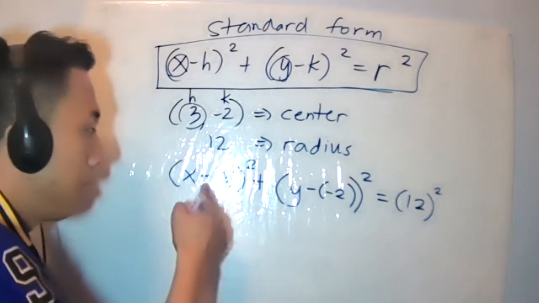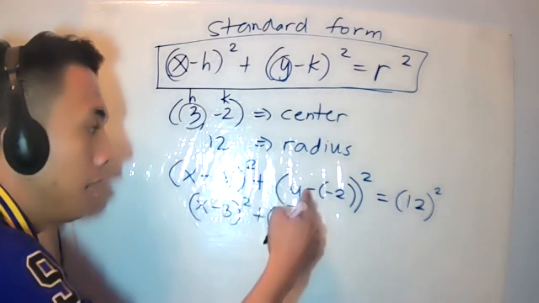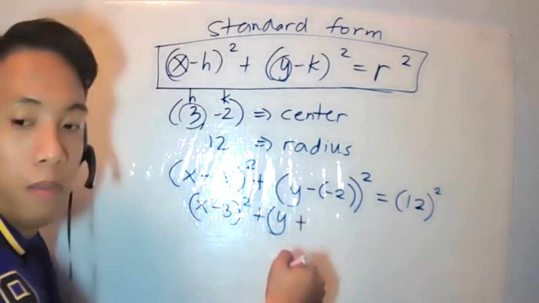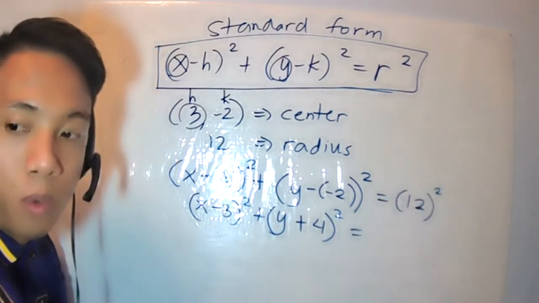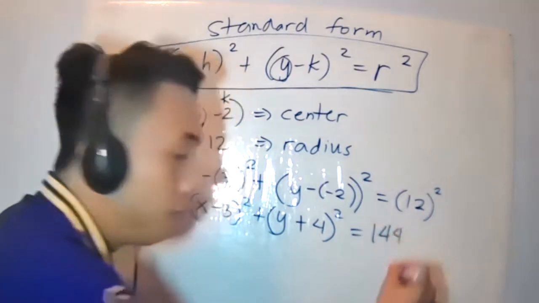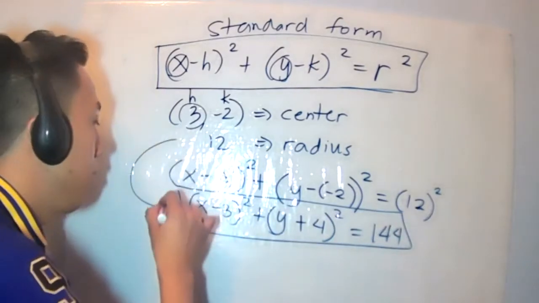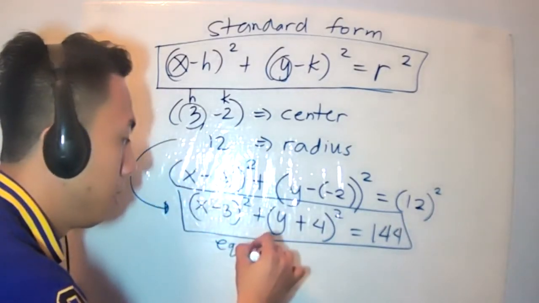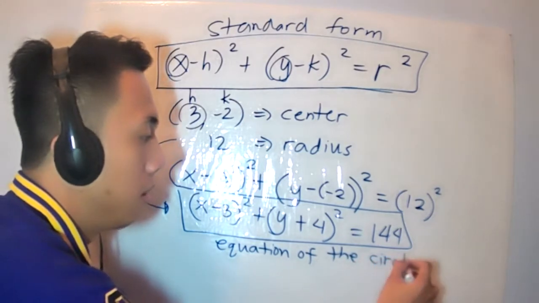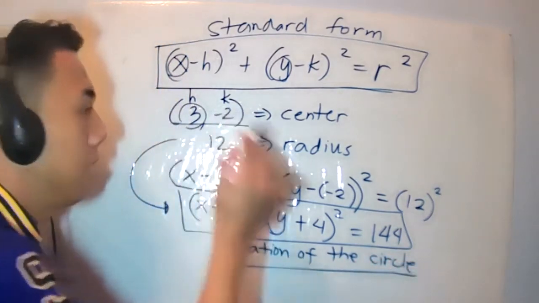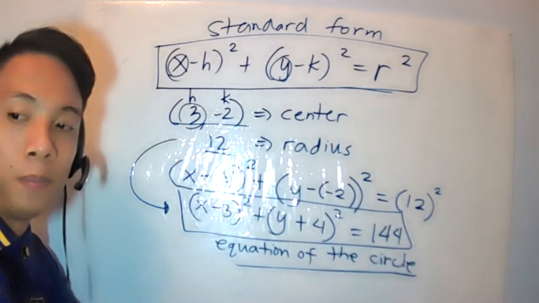So it becomes x, negative times positive, is still negative. Plus y, negative times negative, it will become positive. Squared equals, what is 12 squared, or 12 times 12? 12 times 12 is 144. Therefore, this is now our equation of the circle with a center at 3 and negative 2 and a radius of 12.